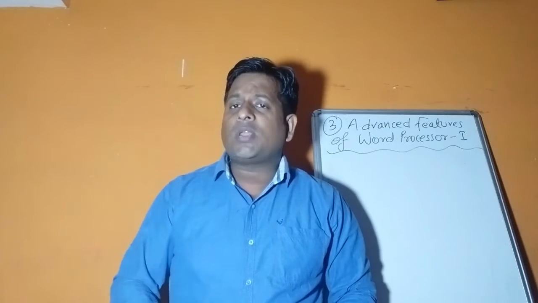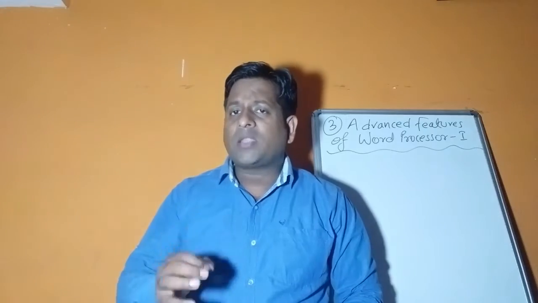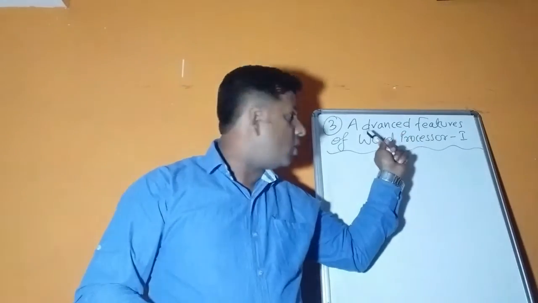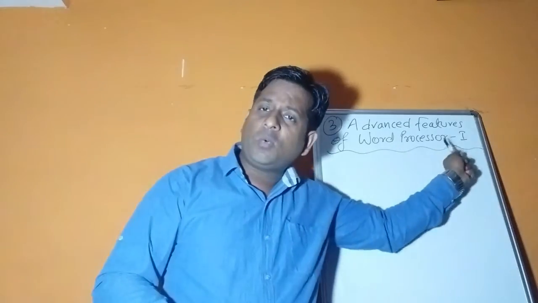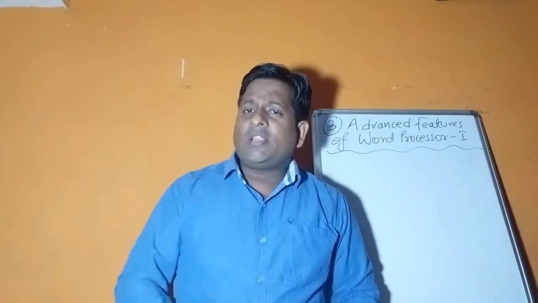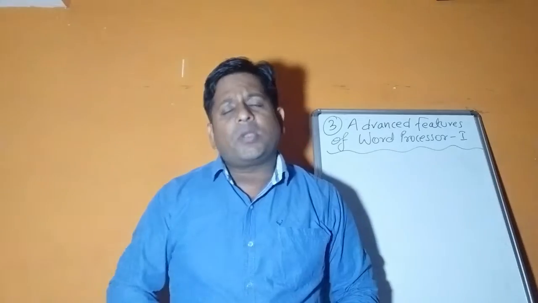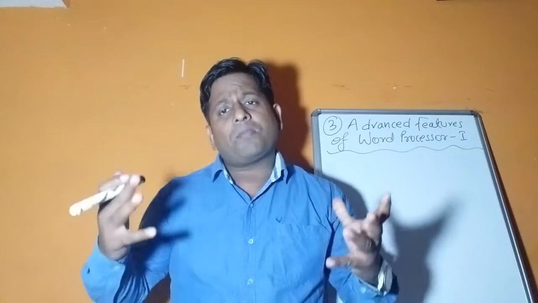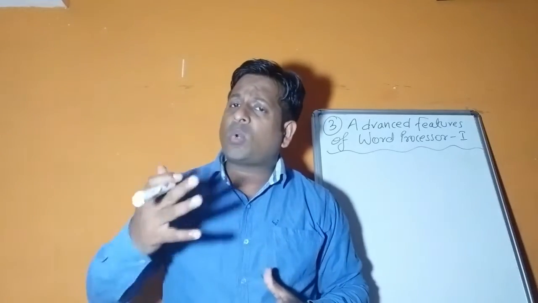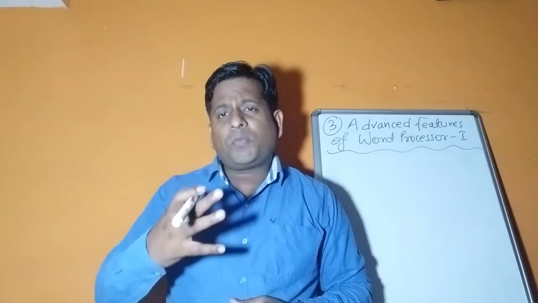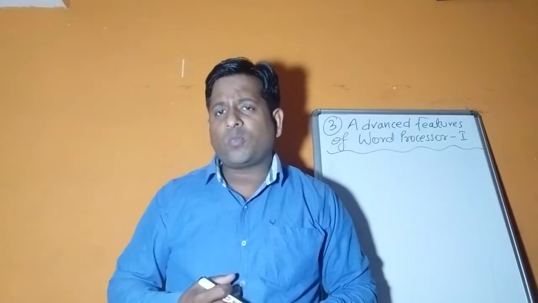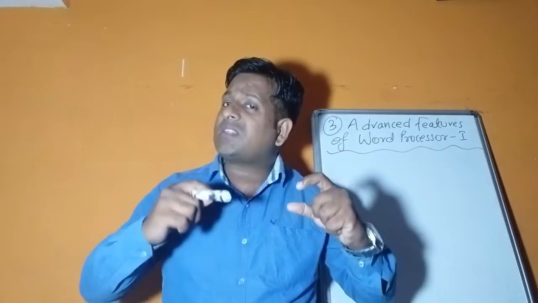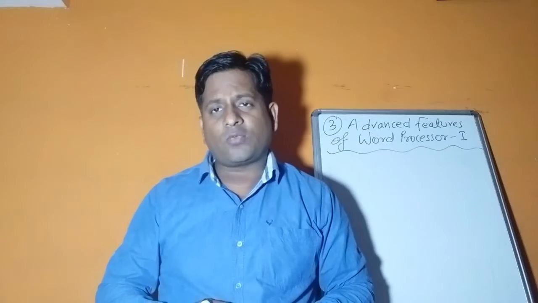Children, we are continuing chapter 3, and the name of the chapter is Advanced Features of Word Processor 1. So, children, let me give you a short summary of this chapter. What is a word processor? What have we learned till now? A word processor is an application software which is used to operate on text. In short, we can say it is a text processing application software.